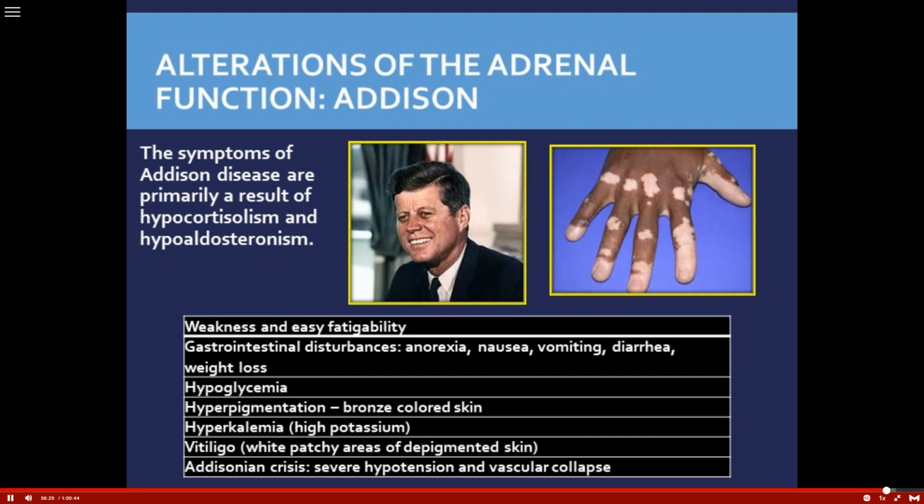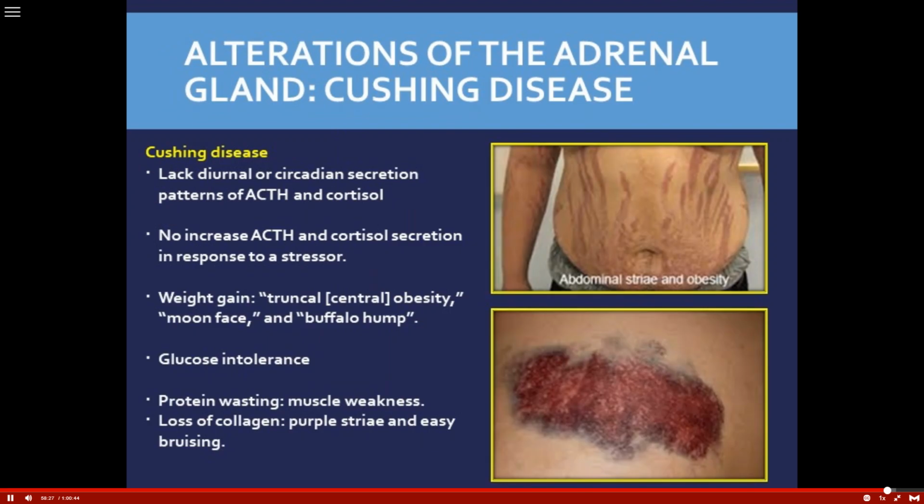Now let's go to the other side of the coin, Cushing's disease. So this is that lack of that circadian secretion patterns of ACTH and therefore cortisol. But once again, think about that lack of cortisol as well as aldosterone. And when you think about that, you can see that you're going to have that weight gain. Sometimes they call it truncal obesity, moon face, buffalo hump, glucose intolerance, and of course, protein wasting. So a lot of times you're going to see kind of skinny arms.